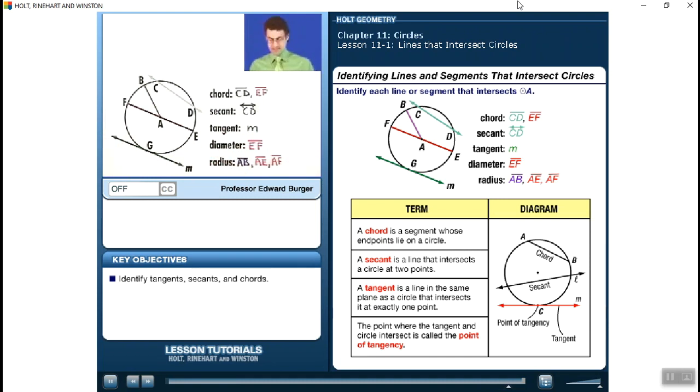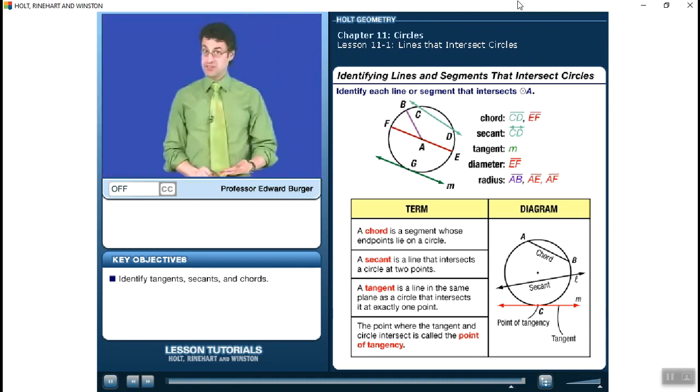Anyway, here you get a sense of some of the vocabulary of the words that we're going to be talking a lot about. We want to get familiar with the chord, the secant, the tangent, and you already are familiar with the diameter and the radius.